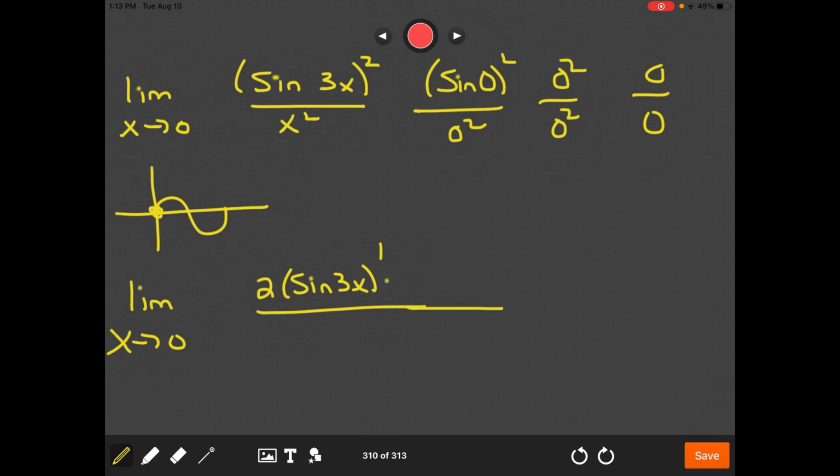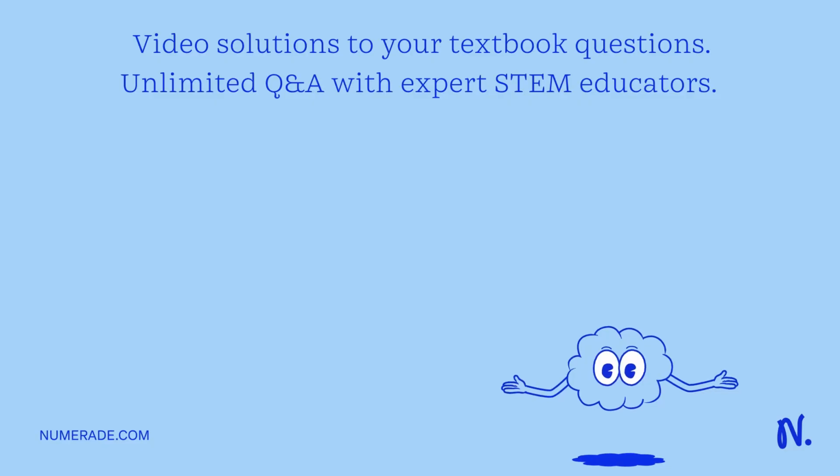So we're going to use L'Hopital's rule. The numerator, we're going to use the power rule. The 2 comes down. Sine of 3x to the 1 less power. And then we use the chain rule on sine of 3x. Derivative of sine is cosine.